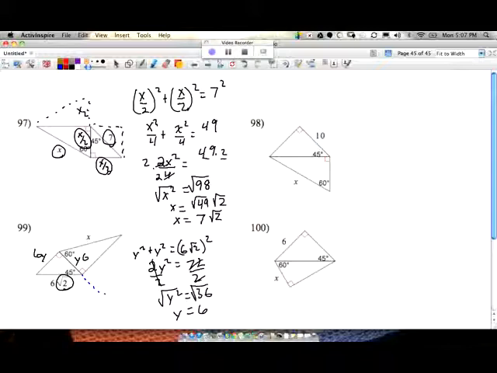How does that help me? Well, this other piece here is part of an equilateral triangle, and that's 6, and this is 6, and this could be 6 and 6 together, that's 12, which means x equals 12.